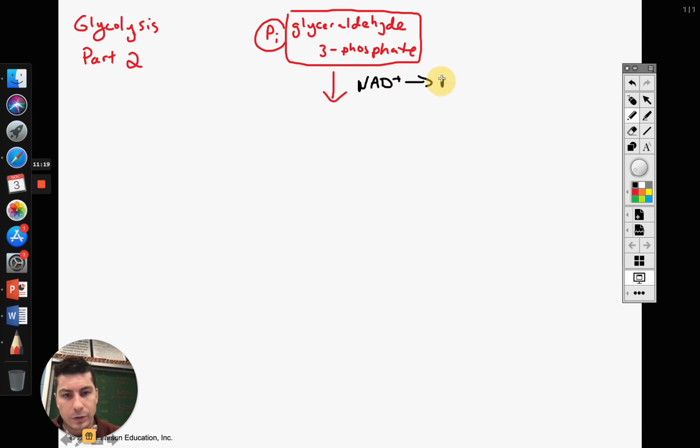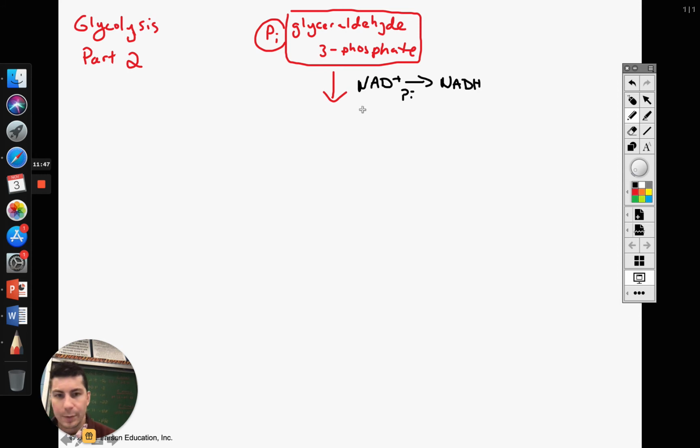And we are going to transform that. We're going to reduce it into NADH. So in reducing it, we get some NADH out of it. Now we get one on this side, we get one on the other side. We are also going to bring in some phosphate to this as well.